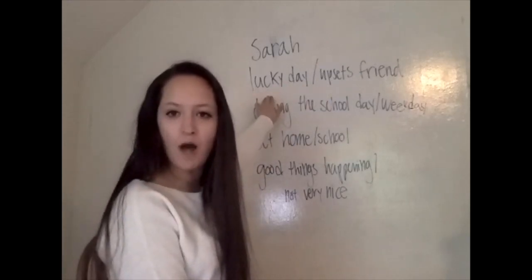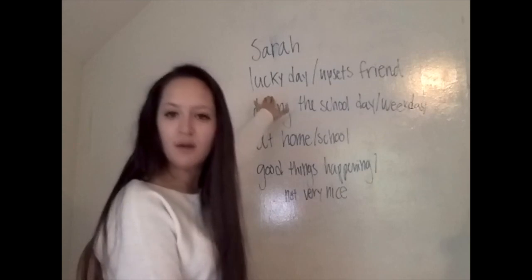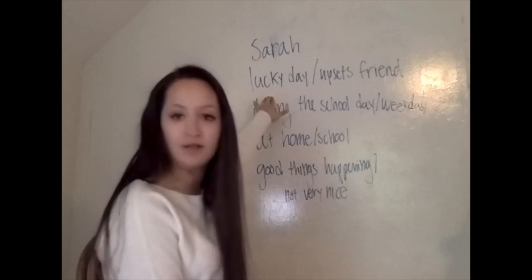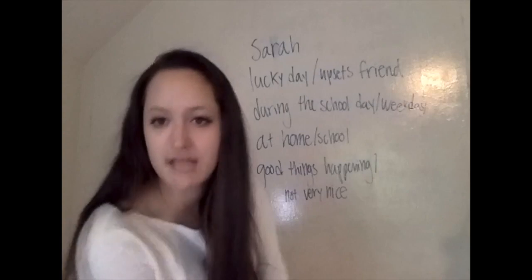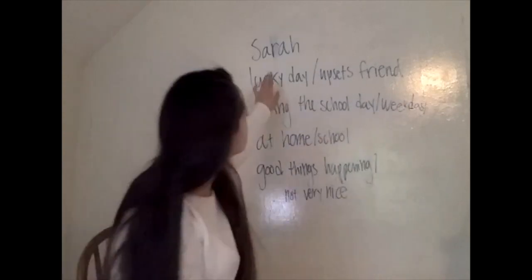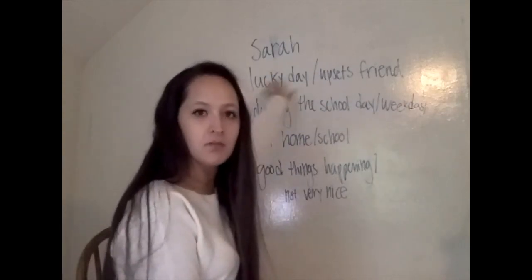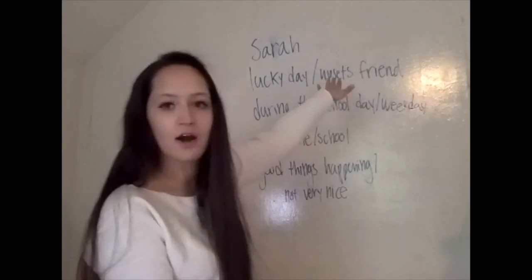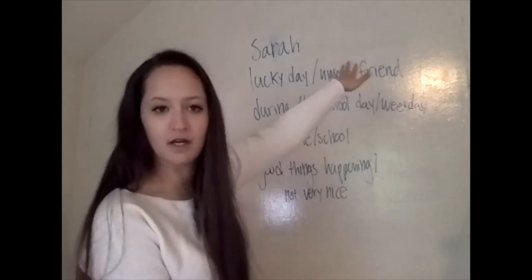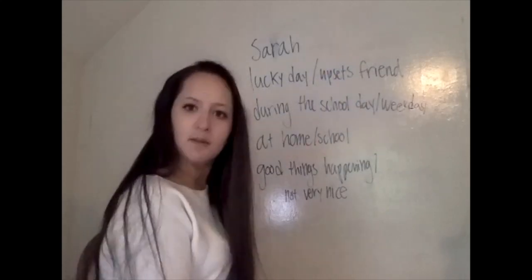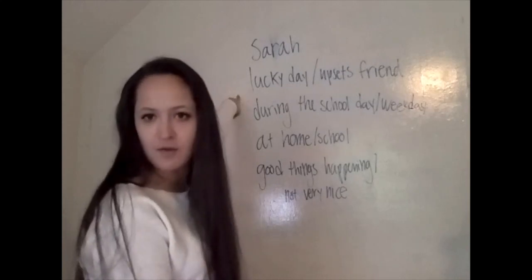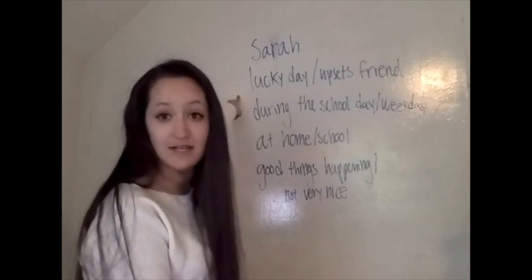This is our most important thing here, right? This is our what. So when we were talking about Curious George and what that main idea was, it was that he saved the day. So here, she has a lucky day, but she's upsetting her friend because she wasn't a very nice person. This is going to be our major key when we're talking about what our main idea is going to be.